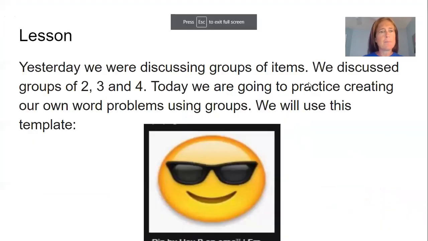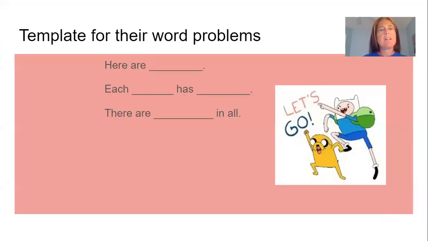All right, so yesterday we were discussing groups of items. We discussed groups of 2, 3, and 4. Today we are going to practice creating our own word problems using groups. We will use this template, okay? Our template for our word problems looks like this. It says, here are, and you fill in the blank. Each blank has blank. There are blank in all. So this would be where your answer would go.